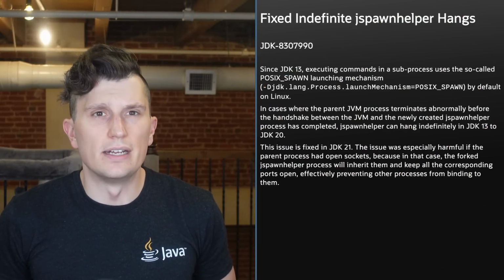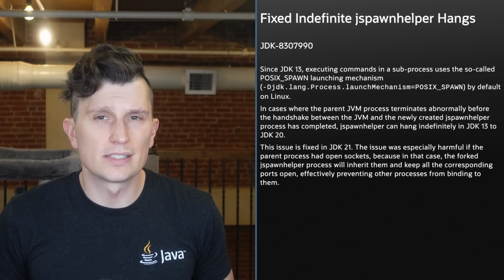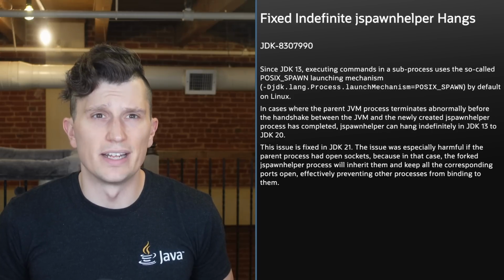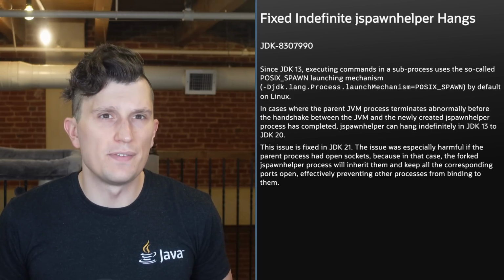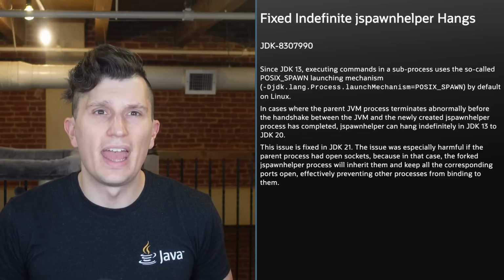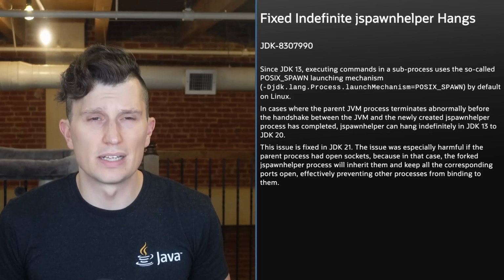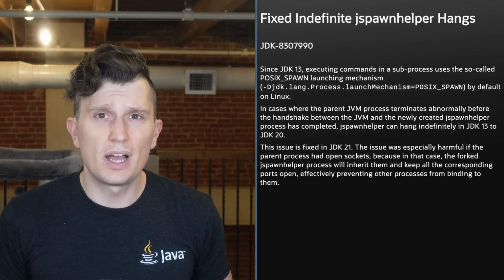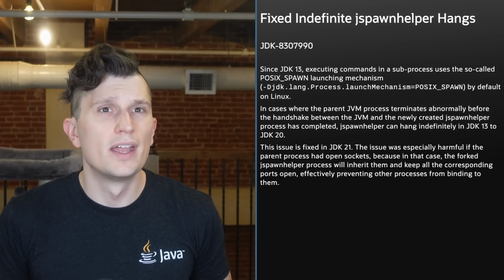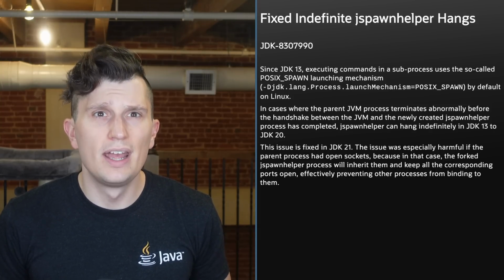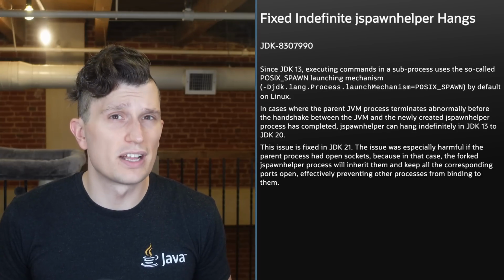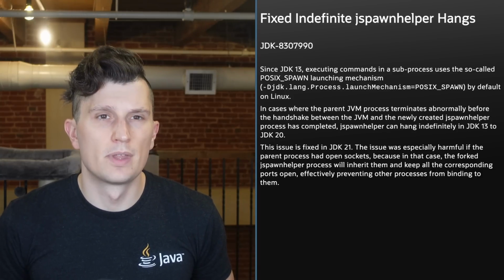Since JDK 13, executing commands in a sub-process uses the POSIX spawn launching mechanism by default on Linux. In cases where the parent JVM process terminates abnormally before the handshake between the JVM and the newly created jspawnhelper process has been completed, jspawnhelper can hang indefinitely on JDK 13 to JDK 20. This issue is fixed with JDK 21. The release notes go into considerably more detail on this issue, so be sure to check them out if interested.